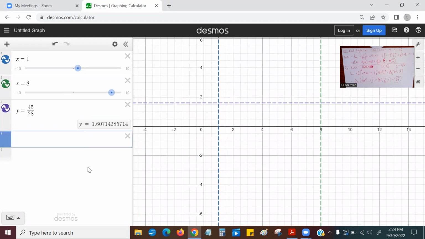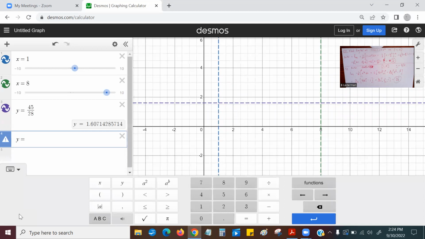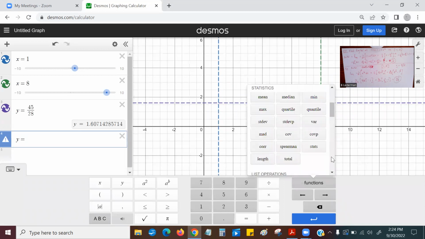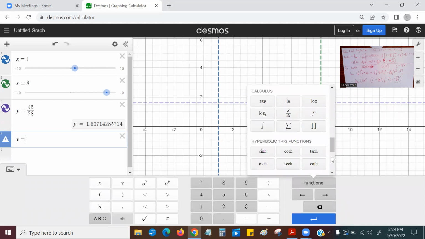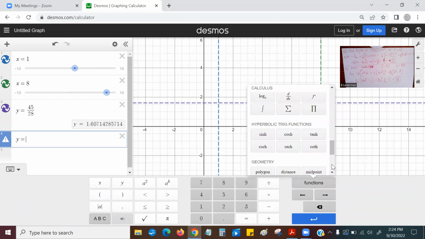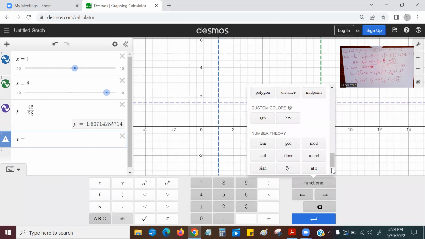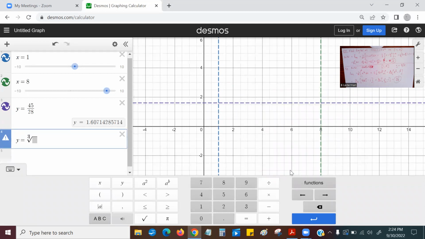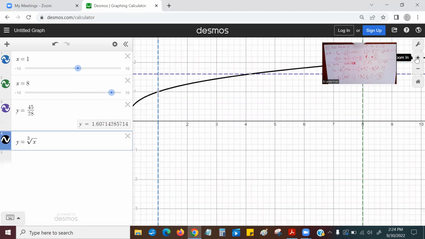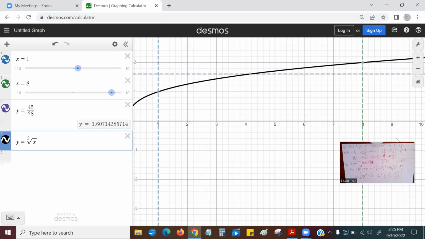So we want y equals, can I do cube roots on this thing or should I just do x to the 1/3 power? If it doesn't, I'll just do 1/3 power, but I'm just wondering. Here we go. The cube root of x. So again, we're just looking at this part right here. That kind of makes sense.